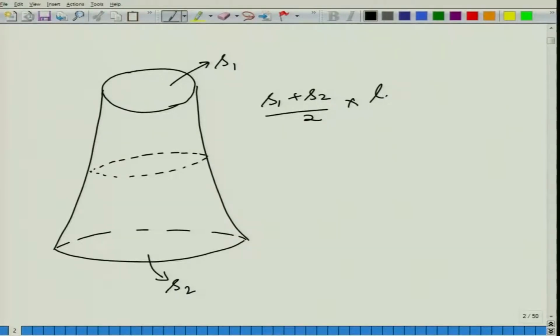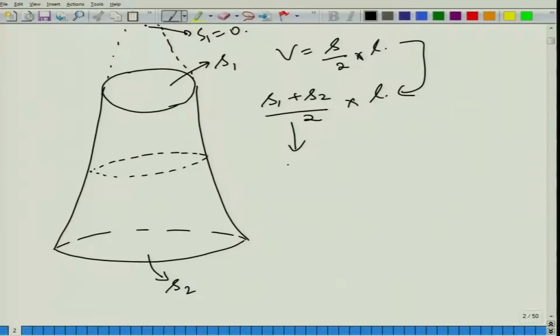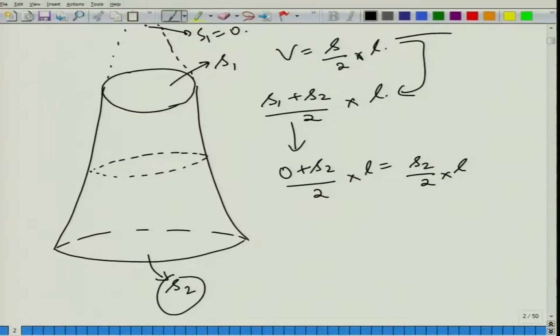Now, previously we saw that the volume is given by S by 2 into L. So, how can we correlate both of these? Because if we extend this solid such that both these ends meet at a point, then at that point S1 will be equal to 0. So, if we use this equation, it will be 0 plus S2, where S2 is the cross sectional area of the base, upon 2 into L, which is S2 upon 2 into L, the same as this equation.